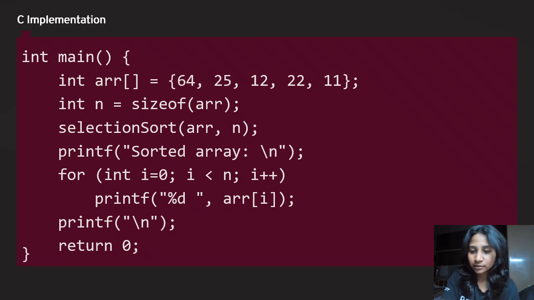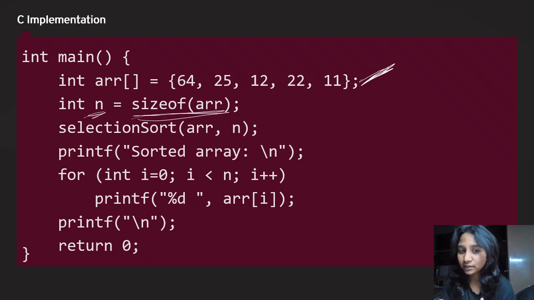And this is the main function, where we directly pass the entire array. We are not taking the input from the user. n basically stores the size of the array. Sizeof is a function that's used to find the number of elements present in an array. Then we call the selection sort function and pass the array and n, the number of elements and the unsorted array. Then we printf the sorted array, and we iterate in an i loop to print the entire sorted array.